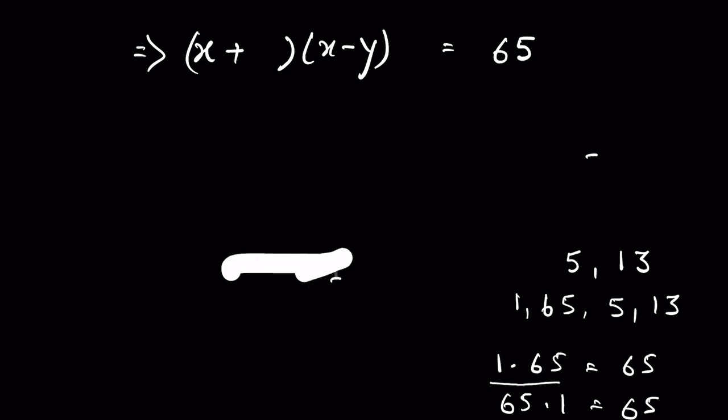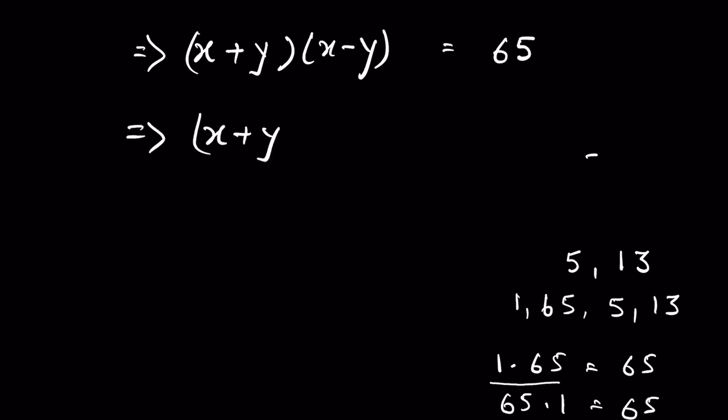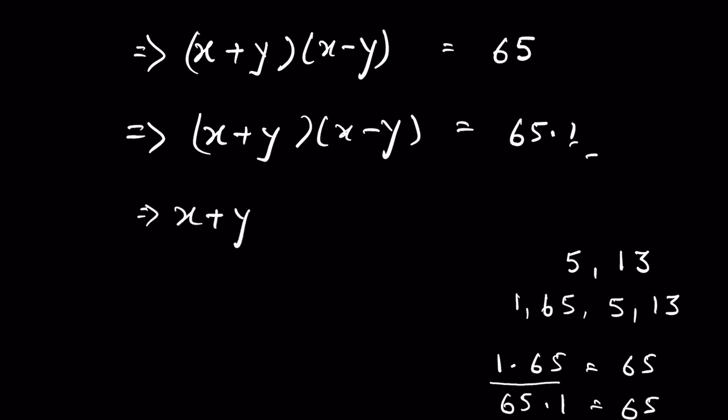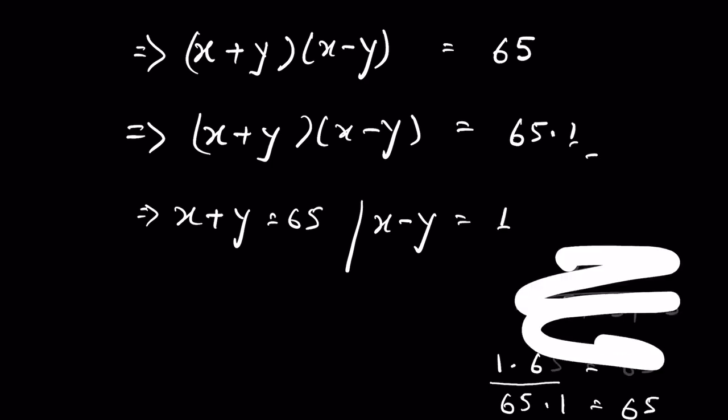Here we can write 65 in two factors. If we write (x plus y) times (x minus y) and 65 as 65 times 1, then we take x plus y is equal to 65 and x minus y is equal to 1. These are the two possible equations.